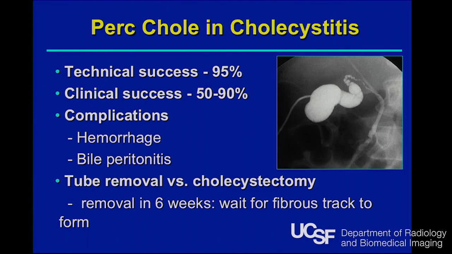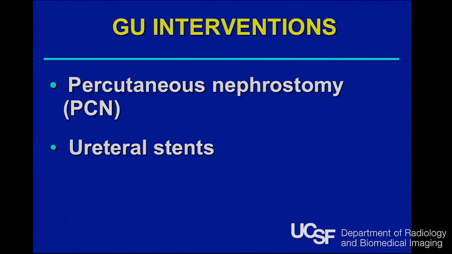Now, what might be the reason for removing the cholecystostomy tube? If there are no stones, the cholecystitis goes away, and the cystic duct is patent. In those 3 situations, it might actually be reasonable to remove the cholecystostomy. Otherwise, the gallbladder should come out.